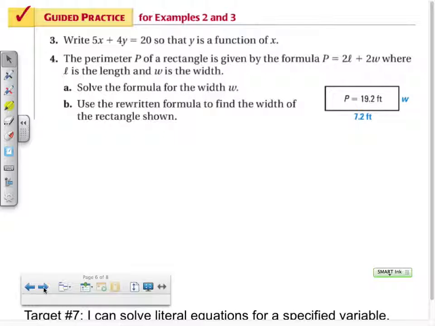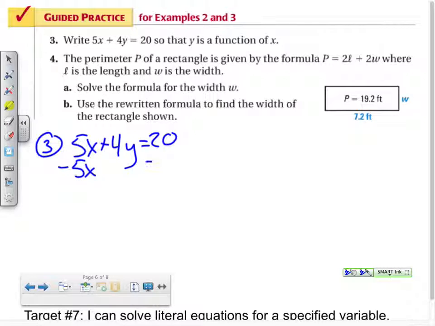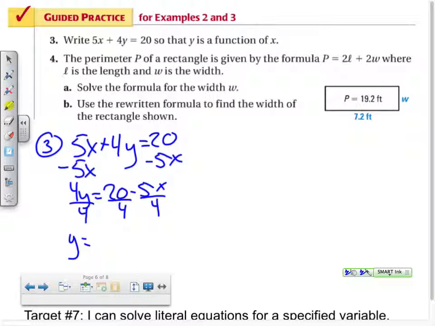More guided practice. Solve these, pause it, solve these, and see how you do. We'll start with number 3, solve for y. 5x plus 4y equals 20. We'll subtract 5x. 4y equals 20 minus 5x. Divide by 4. Divide each piece by 4. Y equals 20 divided by 4 is 5 minus 5/4 x. Right? And that gives us slope-intercept form. We've solved that literal equation.